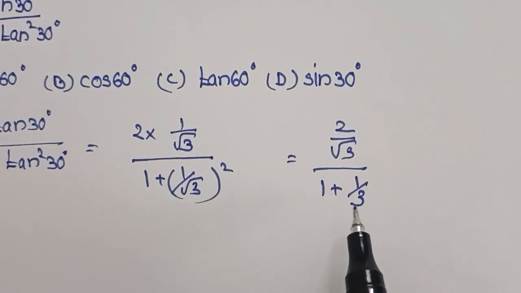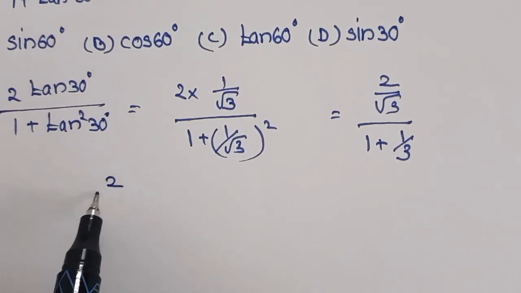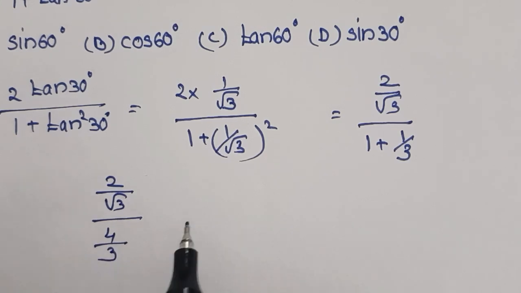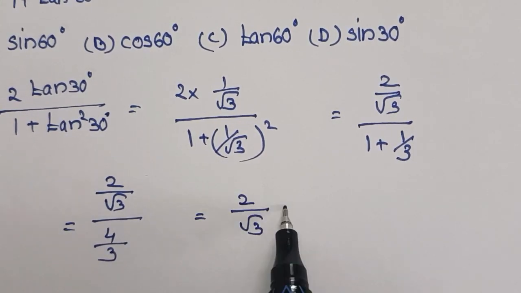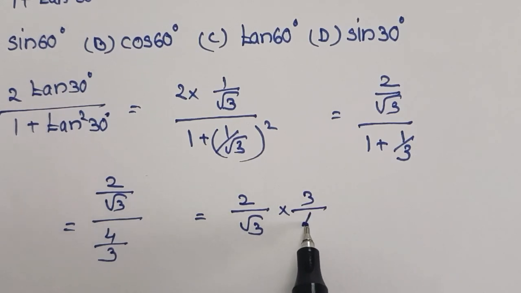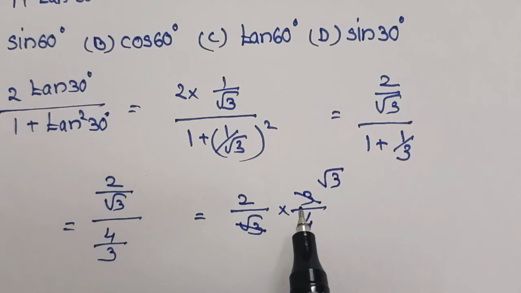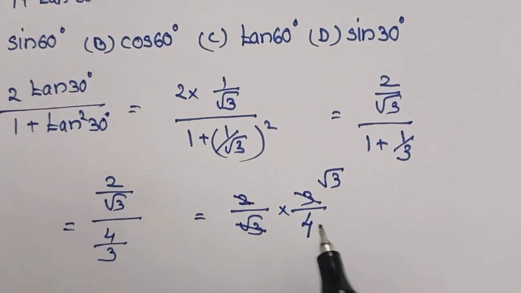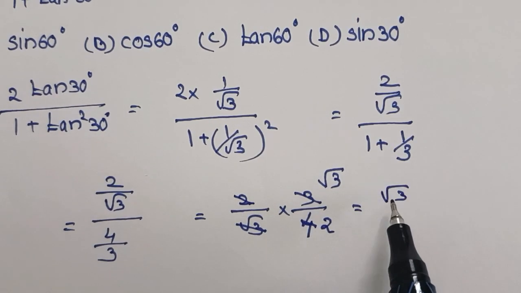That is equal to 2 by root 3 divided by 1 plus 1 by root 3 the whole square, which is 1 by 3. Now taking LCM in denominator, it is 3 into 1, 3 plus 1, 4 by 3. So it is 2 by root 3 divided by 4 by 3. Now taking the reciprocal, we get 2 by root 3 into 3 divided by 4. Now root 3 and 3 get cancelled, because 3 is same as root 3 into root 3. One root 3 gets cancelled. So we get root 3. 2 and 4 also get cancelled 2 times. So it is equal to root 3 by 2.